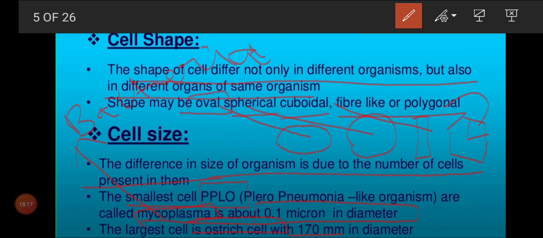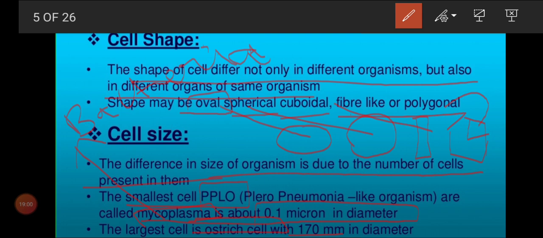So based on cell size, we want to learn the smallest cell size organism and the biggest cell size organism. What is the smallest cell size organism? PPLO, pleuropneumonia like organisms. What is that organism's name? The organism name is mycoplasma. What is mycoplasma, children? It is a bacterium. Next come to the largest cell, that is the ostrich egg. What is the range? The range is 170 millimeter. Imagine, 0.1 micron is the smallest, 170 millimeter is the biggest. So here we are comparing only the size of the cell.